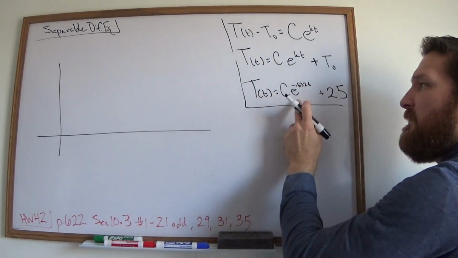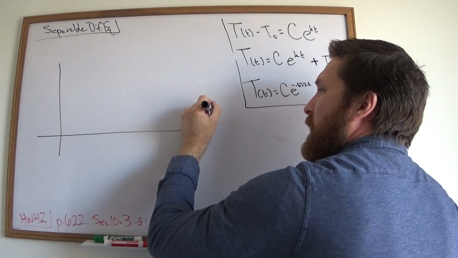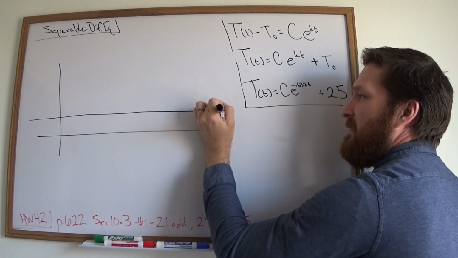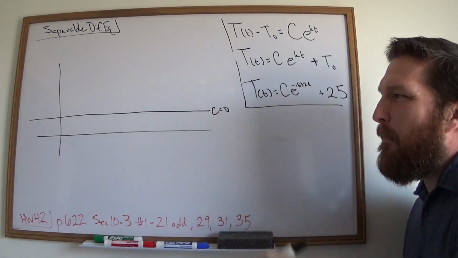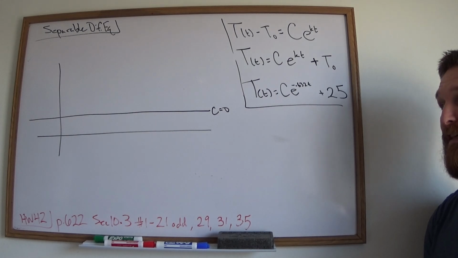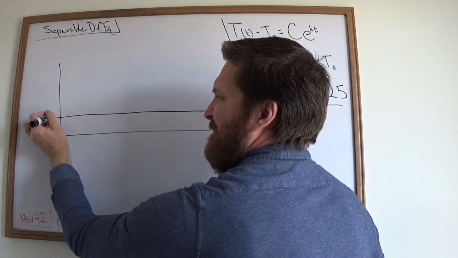you can imagine if C is equal to 0, this is just the constant function 25. Right? This is when C is equal to 0. Probably not the case, but I guess this would be the thing that you took out of the oven was already at 25 degrees. So it just stayed at 25 degrees, right?